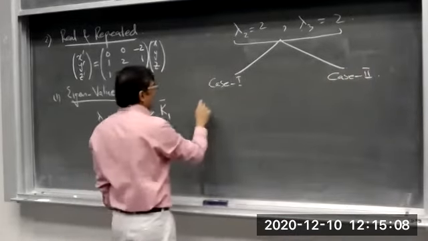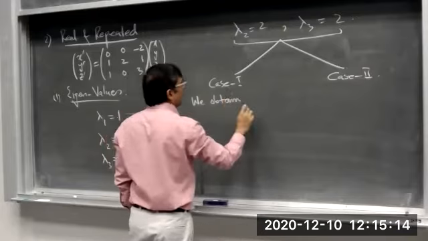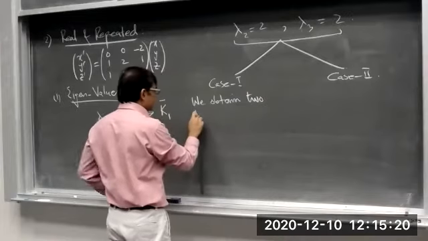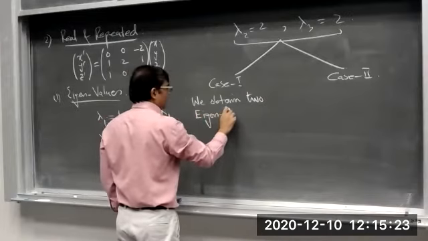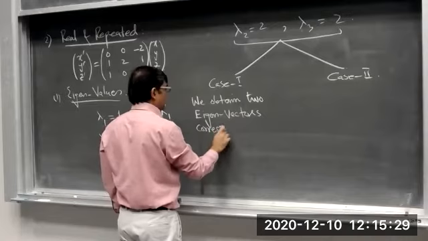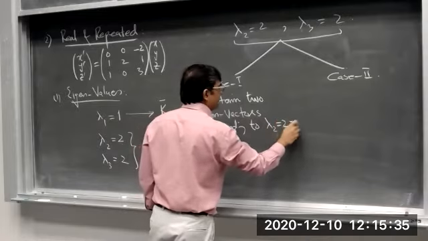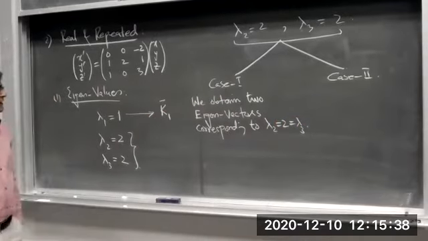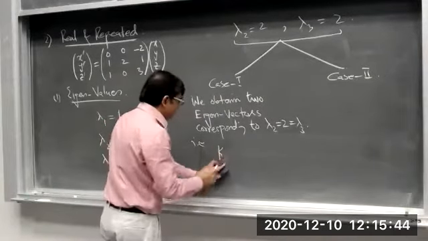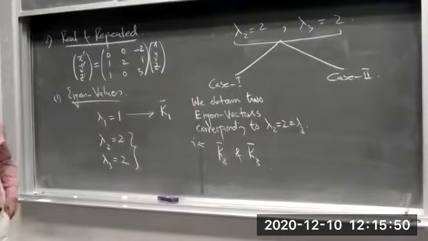The case 1 is we obtain 2 eigenvectors corresponding to lambda 2 equal to 2 equal to lambda 3. That is, we obtain K2 and another eigenvector K3. This is the first case.